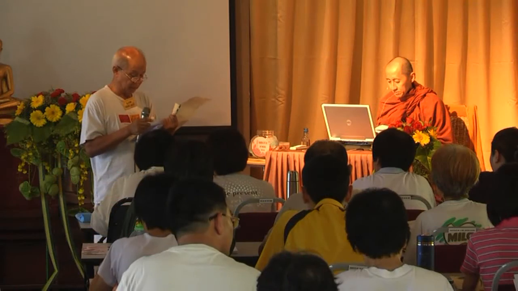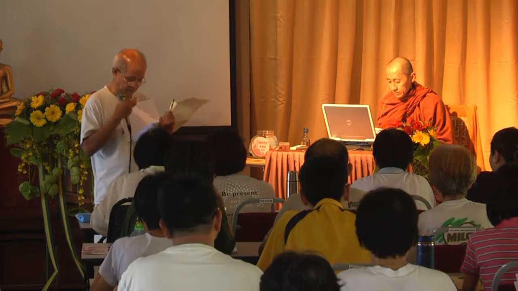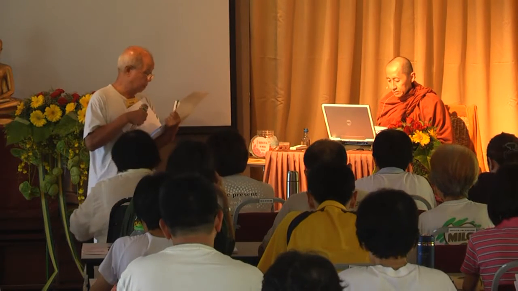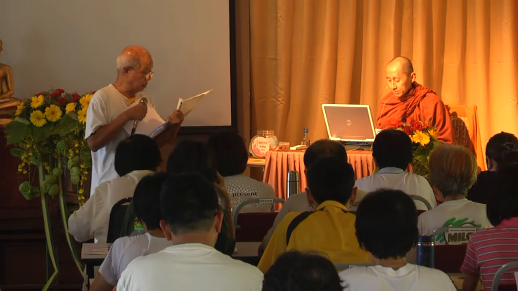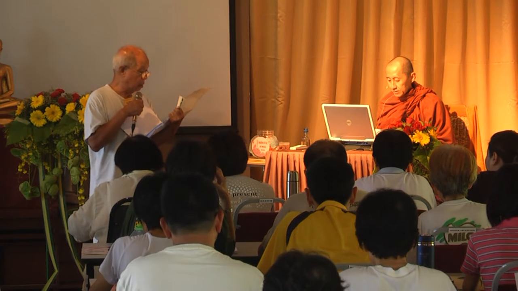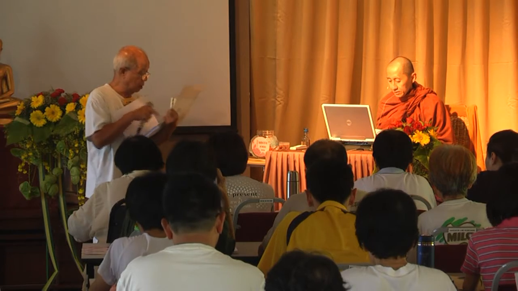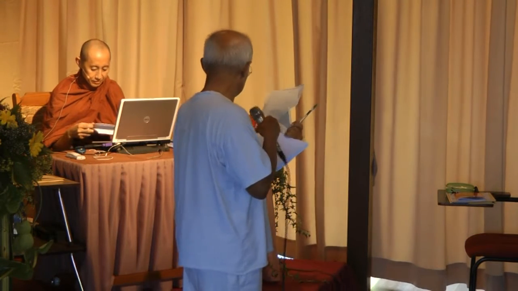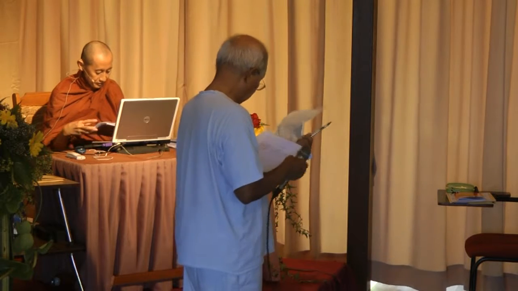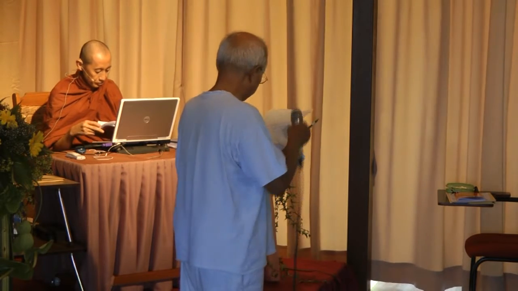Number 7, bones white, similar to the color of shells. Page 44. Then number 8, bones more than a year old. Then number 9, bones rotten and powdery. Sadhu. Alright, can you continue with the discussion topic?